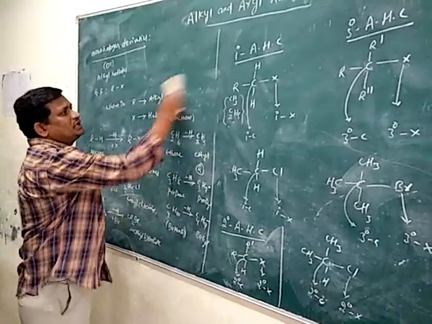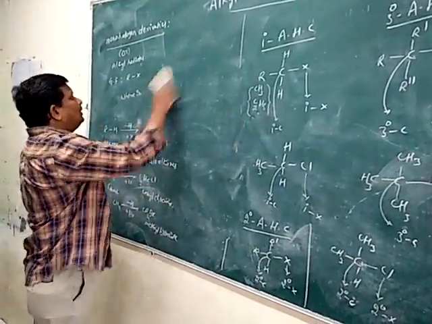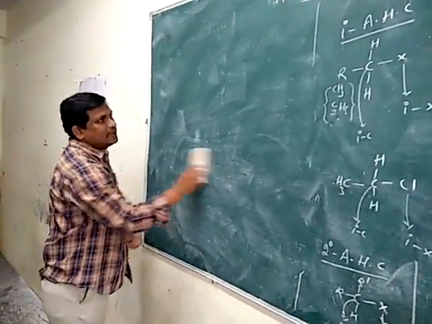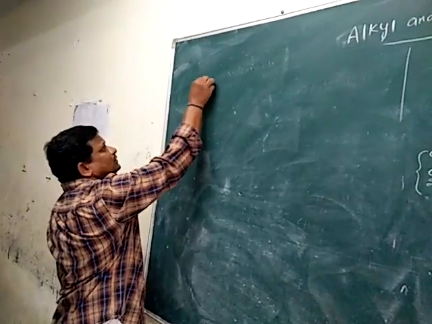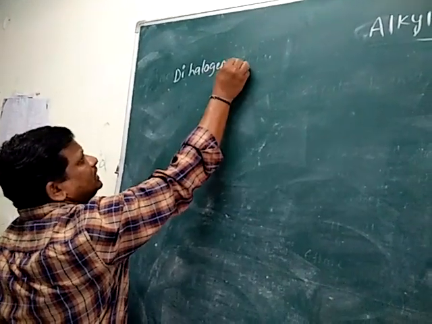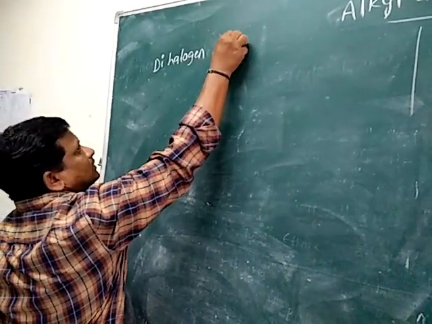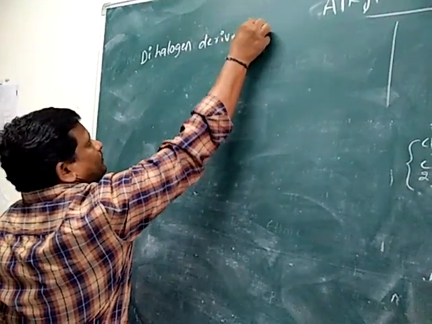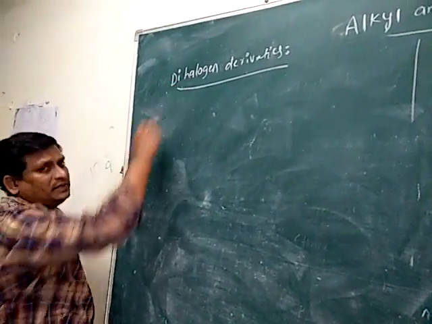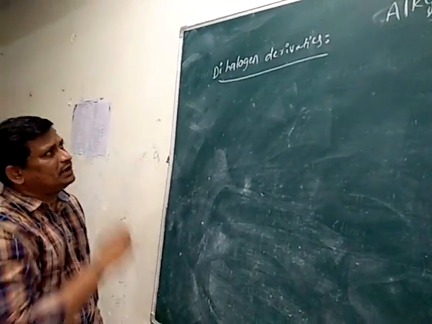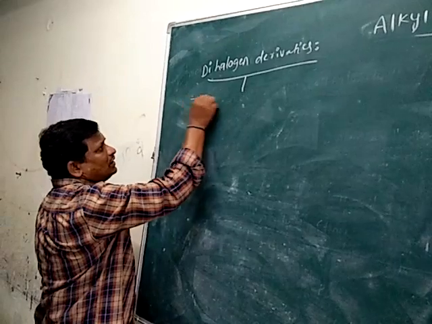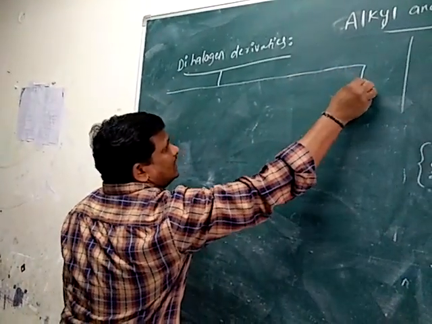So the next, after completion of the monohalogen derivatives, we are going to discuss dihalogen derivatives. Dihalogen derivatives means two halogens are present in the given compound. Now these dihalogen compounds are classified into three types.